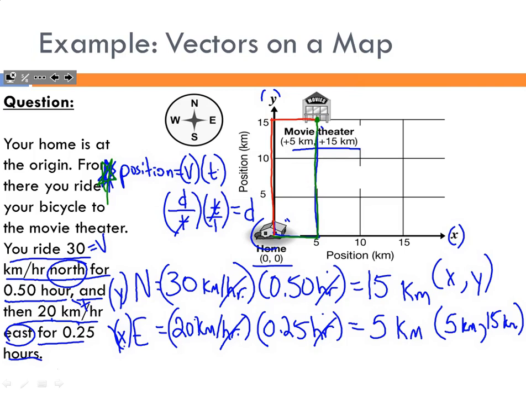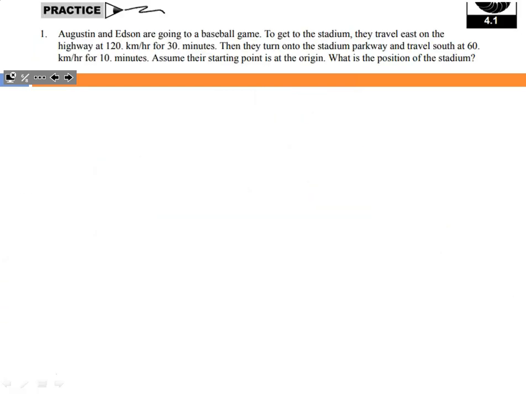All right, so let's do number 1 together, because more than likely that's what Miss Little does is confuses you. Number 1 says Augustine and Edson, two friends, are going to a baseball game. To get to the stadium, they travel east on the highway at 120 kilometers per hour for 30 minutes. Then they turn onto the stadium parkway and travel south at 60 kilometers per hour for 20 minutes. Assume their starting point is at the origin. What is the position of the stadium?